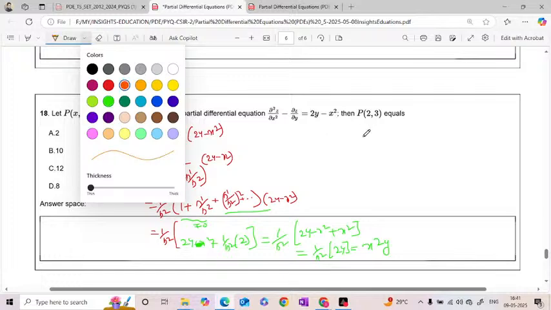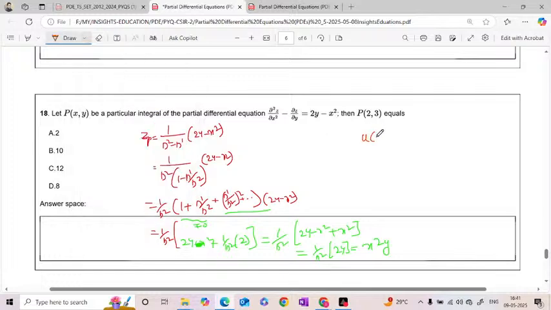So the question is u of x comma y, here we will get the particular result, that means p of x comma y is equal to x square y, and p of 2 comma 3 is equal to 2 square into 3, so option 12.